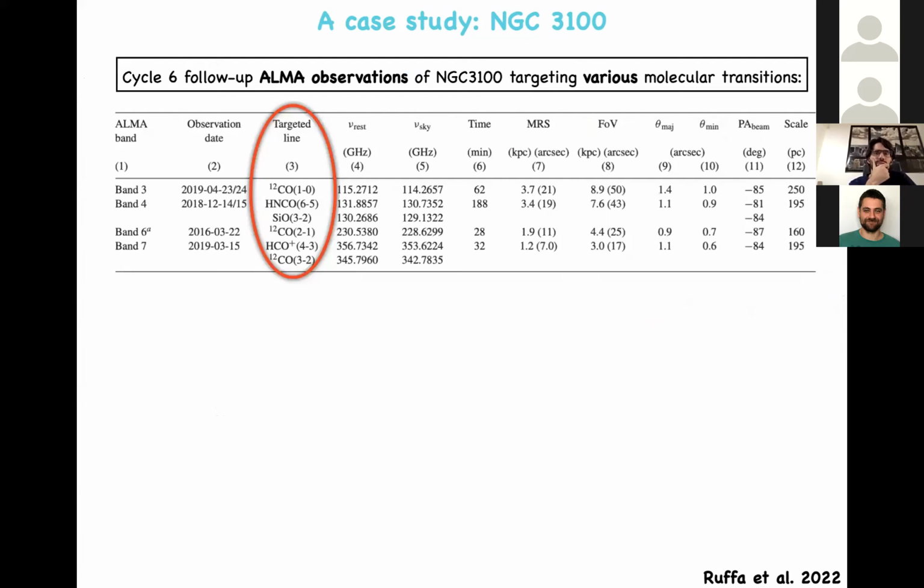For all these reasons, this object turned out to be a good case for studying a jet-ISM interaction. And indeed, we asked and obtained follow-up Cycle 6 ALMA observations of this object, targeting different molecular transitions. So in addition to the previous CO 2-1, we asked for the CO 1-0 and the CO 3-2 transitions, but also for HNCO and SiO molecular lines and for HCO+ 4-3.